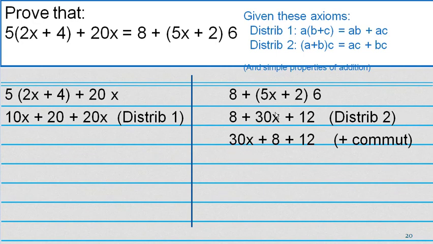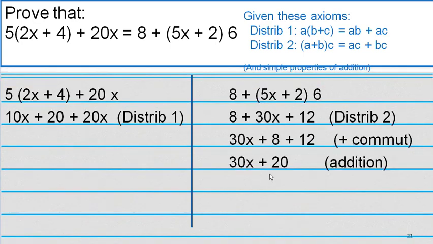And look, I can swap 30x and 8 here because addition is commutative, right? And then I'm just going to say 8 plus 12 equals 20 by addition. There's probably some fancy rule I could use, but, you know, c'est la vie. All right, and I look at this and I say, boy, I can't do much more with this.